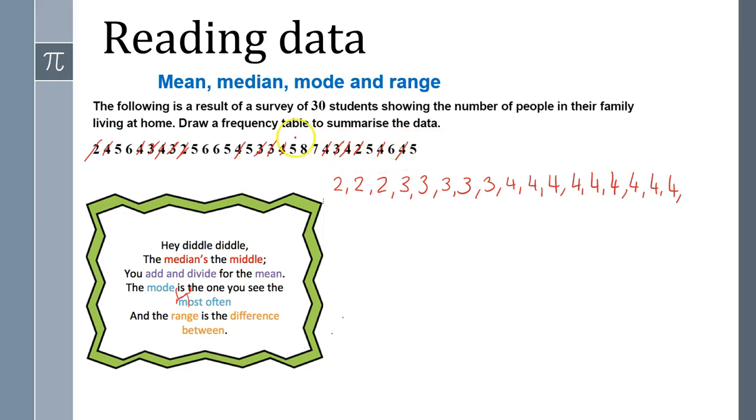I'm going to go through 5s. I've got 1, 2, 3 5s, 1, 2, 3 5s, 1, 2, 3, 1, 2, 3 more, 1, 2, 3, and I've got another one over there. Okay, 6s: 1, 2, 3, 4 6s, 1, 2, 3, 4 6s, 1, 2, 3, 4, 7, and an 8. Okay, so I've got all my data in order, and I'm going to go through and count them up.